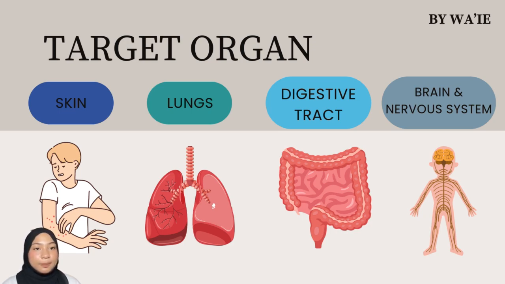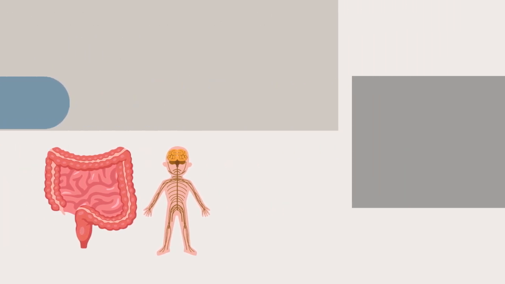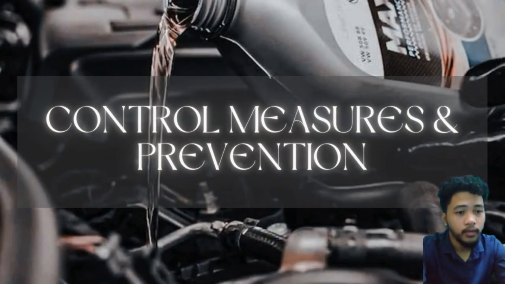Lastly, brain and nervous system. Some chemicals can damage your brain, leading to memory issues or long-term nerve damage. That is explaining the health effects, which are the symptoms and the target organs of used engine oil. For me now, I will start with the first countermeasure and prevention.